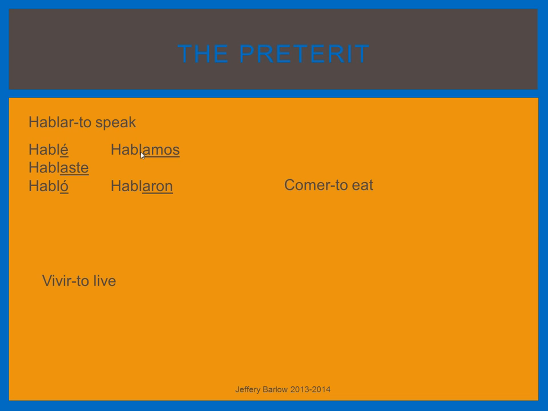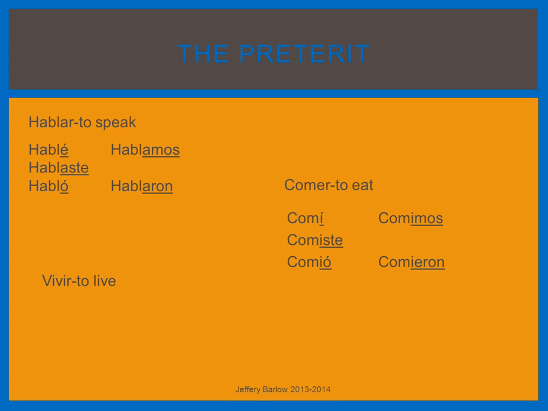Comer is an example of a regular ER verb. Again, we take off the ending, the ER, and to the stem we add these endings. Comí, comiste, comió, comimos, comieron. Again, the yo form and the he, she form have accents on the endings. Comimos is different, however, from comemos. So by looking at the word comimos, we can tell it is we ate versus comemos, we eat.